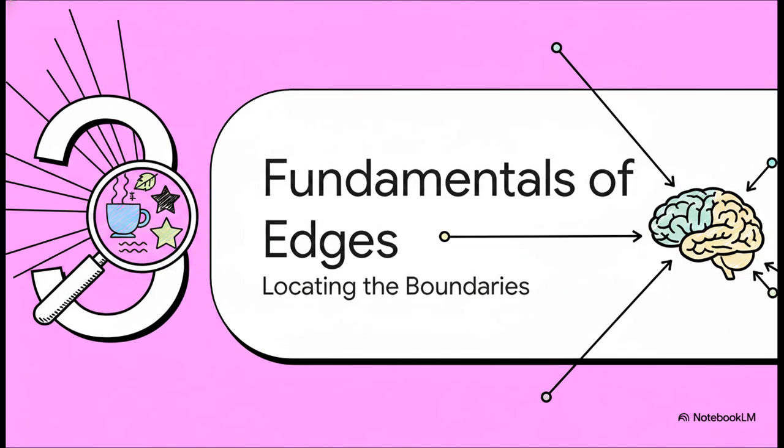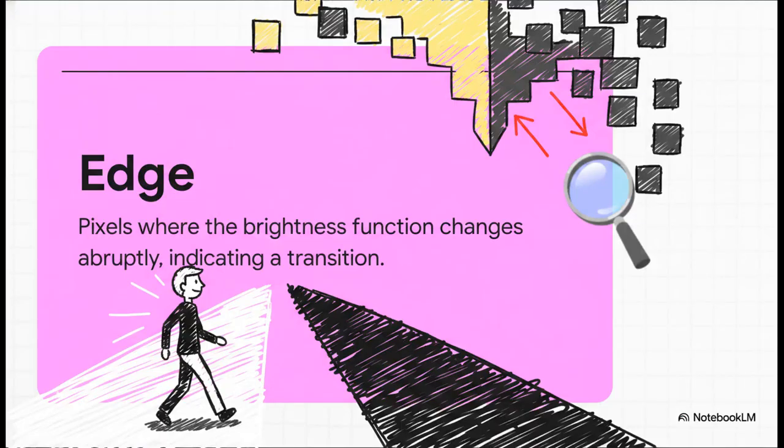Okay, section 3, the fundamentals of edges. Let's talk about locating the boundaries. An edge, at least in the eyes of a computer, is defined simply as a sudden, sharp change in brightness. It is an abrupt transition.